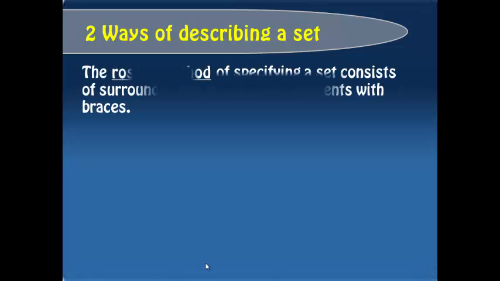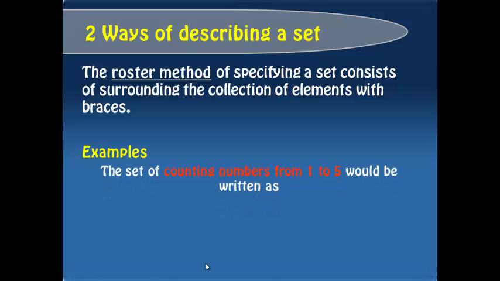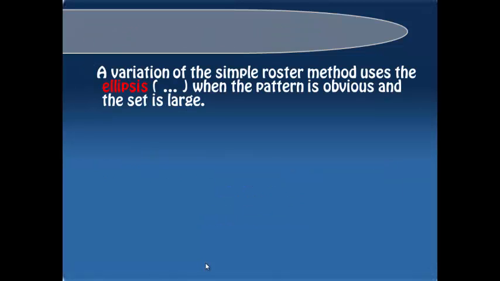First is the roster method. The roster method of specifying a set consists of surrounding the collection of elements with braces. Examples: the set of counting numbers from 1 to 5 would be written as, in curly braces, 1, 2, 3, 4, and 5. A variation of the simple roster method uses the ellipsis when the pattern is obvious and the set is large.